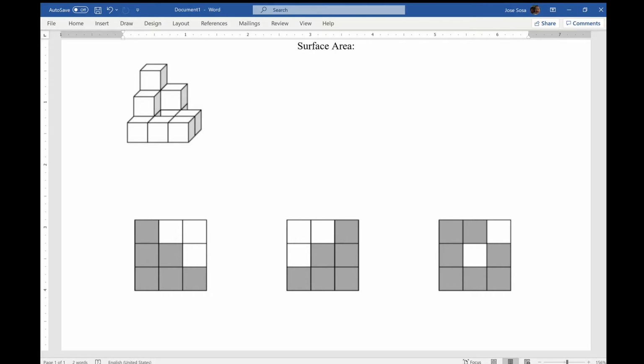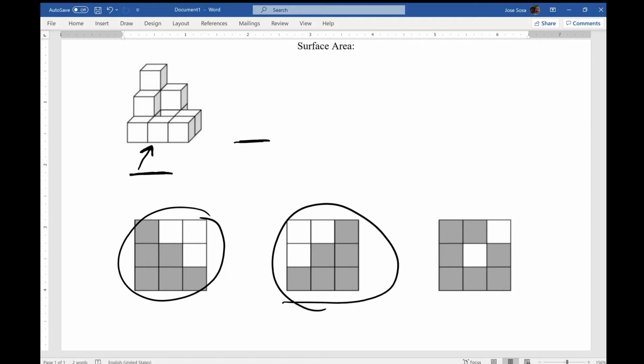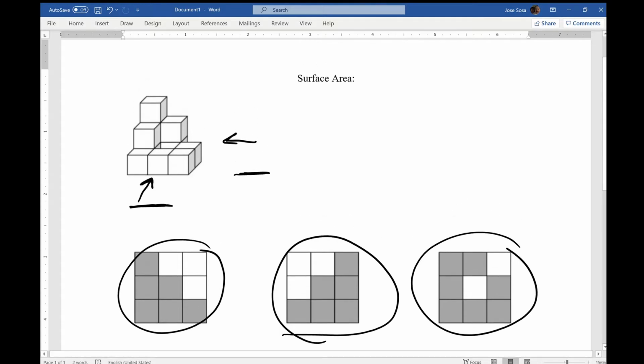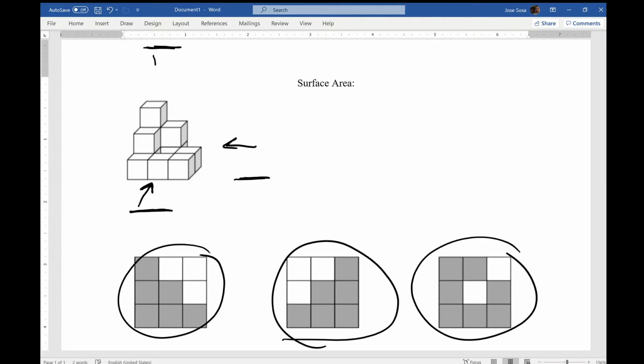Note first that this here, think about it as if you were standing here looking at it this way. This is what you would see, okay? And then this next one, it would be you standing here looking at it this way. That's what you would see. And then the third one would be from the top, if you were hovering above looking down, that's what you would see. Okay, so how can we use those things to find the surface area?